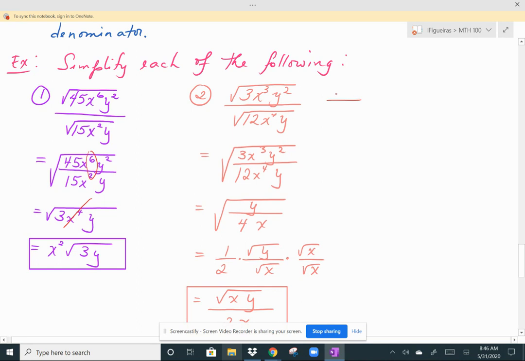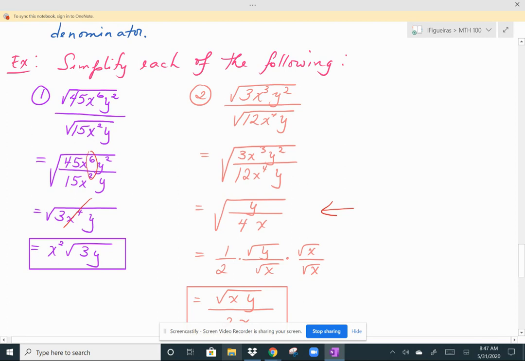All right, let's do another one, like number 2. I have, again, two radicals, one in the numerator, one in the denominator. So the first thing I did was write it as one single radical. So I have to simplify 3x cubed y squared divided by 12x to the 4th y. The 3 and the 12 simplify to give me 1/4. You don't need to write the 1 there because I do end up with a variable in the numerator, but the 4 is definitely in the denominator. X cubed divided by x to the 4th means that you have an x in the denominator. And y squared divided by y gives me a y in the numerator. So now I have root y over 4x.